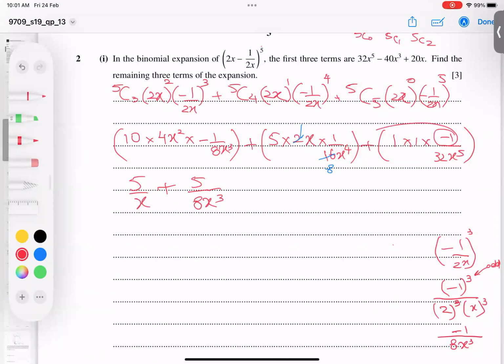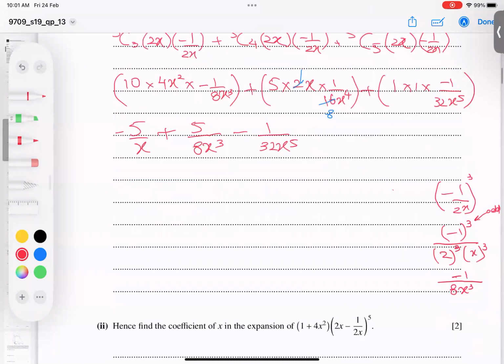So this negative into positive. One more thing, this negative I missed. I should not miss this minus sign here. And here negative due to odd power, this positive due to even power, this negative due to again odd power. And this 1 over 32x to the power 5. I hope the point is very clear. I have done this fully.